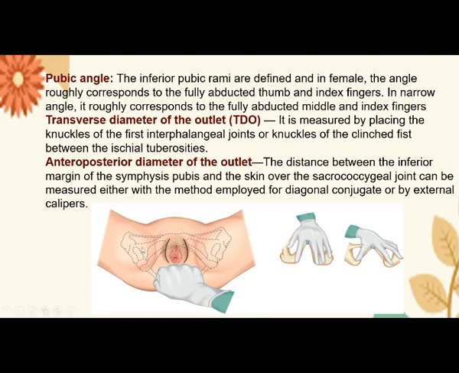After the obstetric conjugate, we have to remove the hand, then do these measurements. Then the anteroposterior diameter of the outlet. The distance between the inferior margin of the symphysis pubis and the skin over the sacrococcygeal joint can be measured by the same method as the diagonal conjugate, or by external calipers.